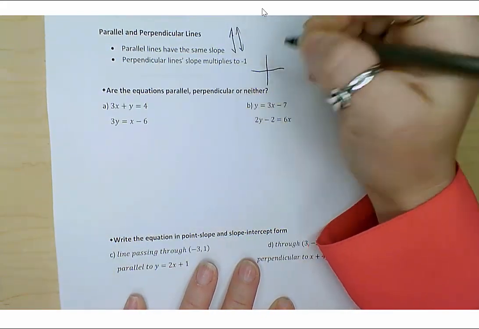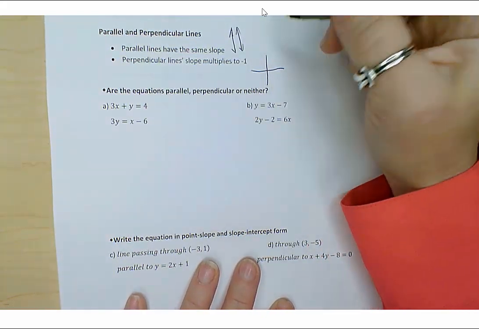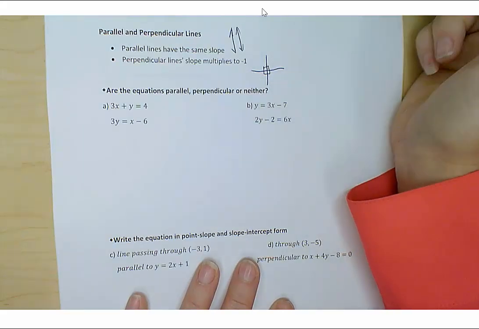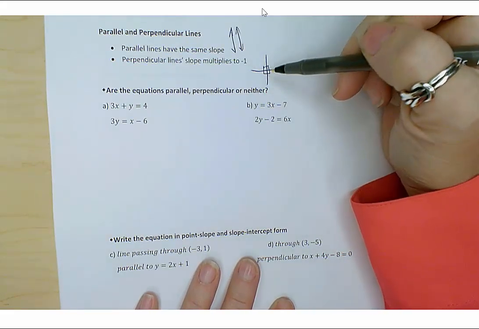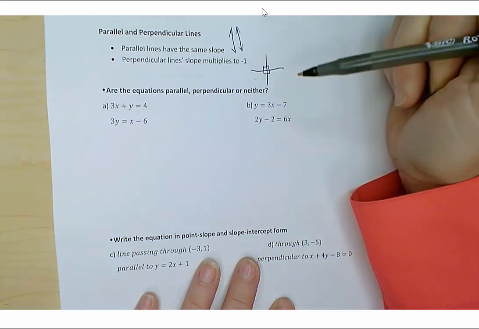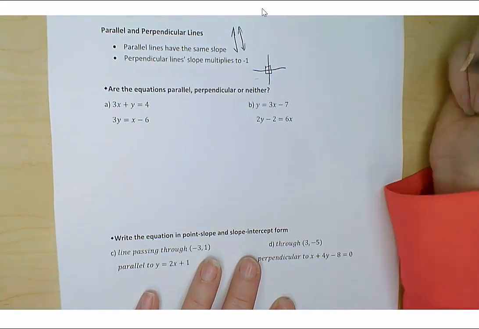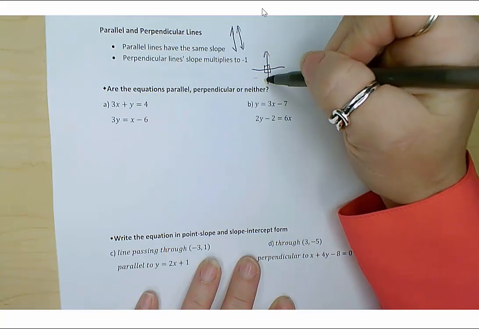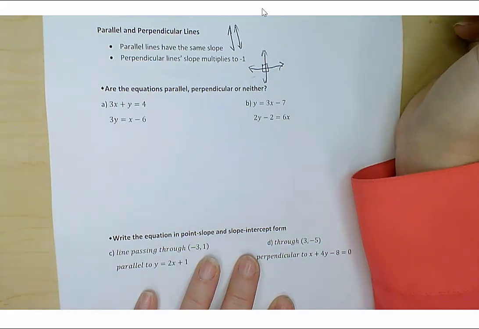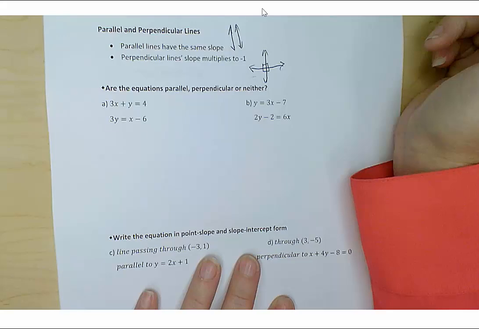Perpendicular lines, you want to think about those as a four-way stop sign. If you're at an intersection, two lines that intersect and form perfect 90-degree angles at all four angles right over here are perpendicular lines. So this is a visual of what that would look like. Perpendicular lines' slopes multiply to -1.